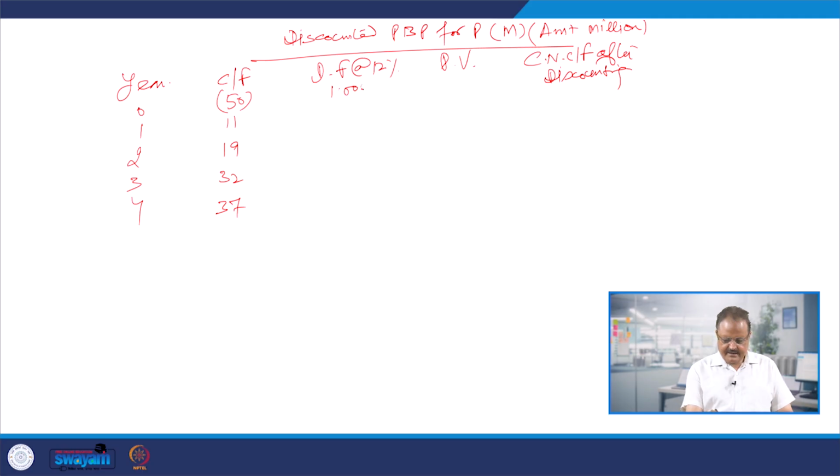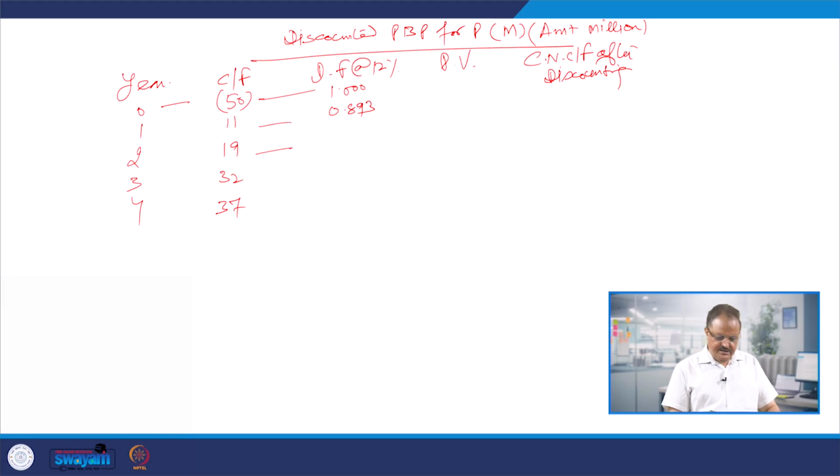The discount factor here we are taking as 1, because the 50 million is in the current period, so we are discounting it at the same discount factor. Then for the others we take the discount factor. For year 1 it is 0.893, which you can simply take from the present value interest factor table at the rate of 12%, and for year 2 it is 0.797.